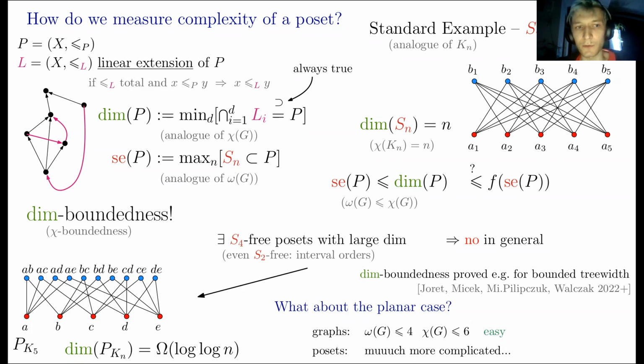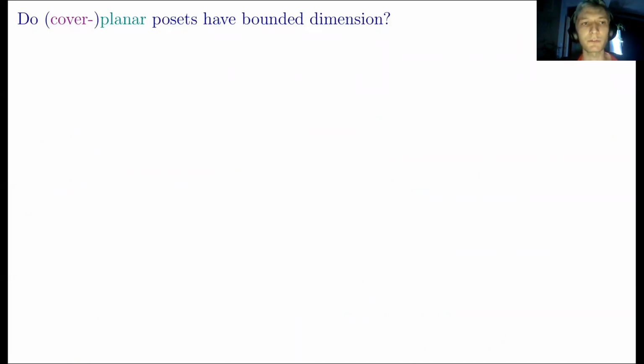Okay, so this was the introduction of this notion of dim-boundedness and dimension, standard example. This is going to be important. Okay, next we ask a natural question. Do cover planar or planar posets have bounded dimension? And I already introduced the notion of dim-boundedness, so probably the answer for this is no, and of course it's no in both cases. And let me give examples which show that really this answer is no.